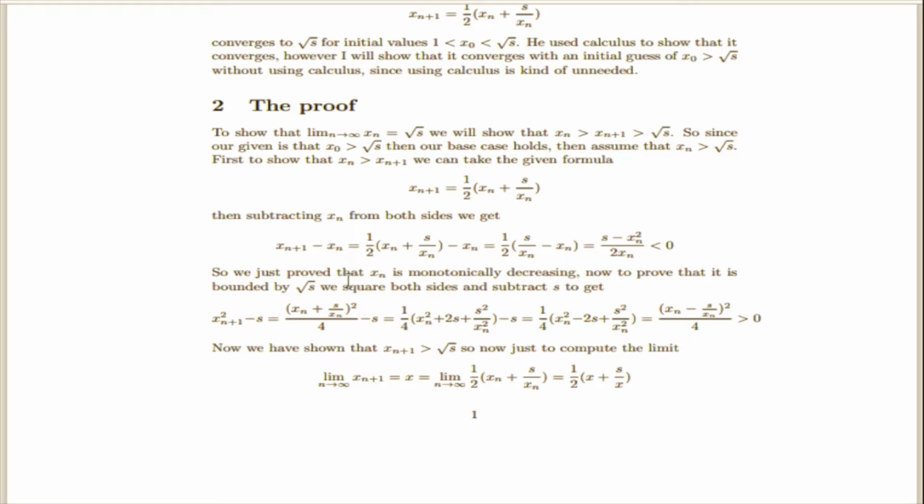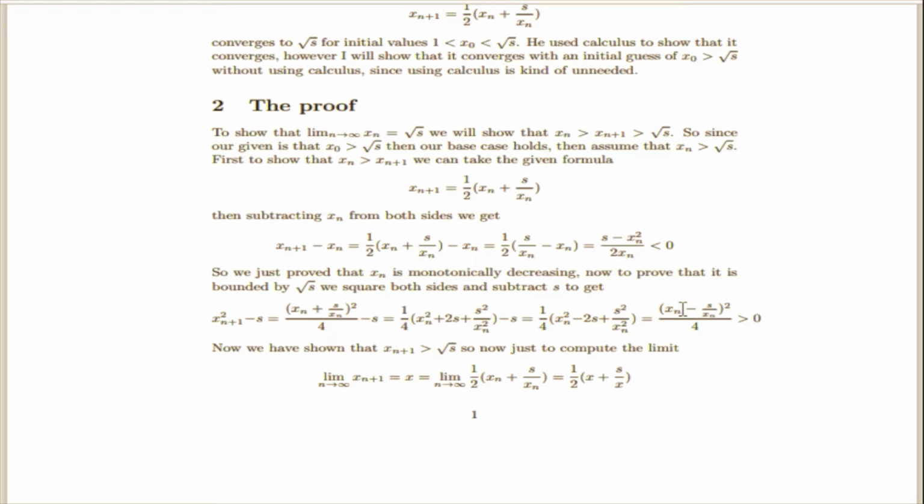Now to prove that it is bounded by the square root of s, we square both sides and subtract s to get x sub n plus 1 squared minus s equals the square of our original recursion minus s, which equals 1/4 times the square of our recursion distributed, all minus s. We have a 1/4 and a positive 2s here. Then subtracting s would give us the same as subtracting 4 over 4 s, right? So 2 over 4 s minus 4 over 4 s just ends up being negative 2 over 4 s, right? So that's where I get that from.